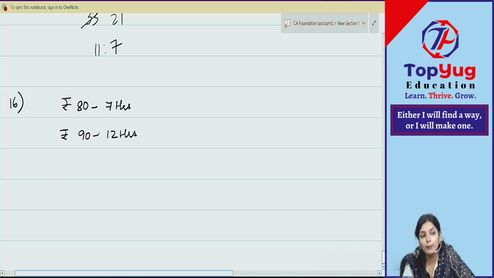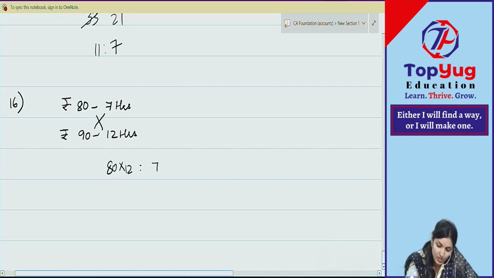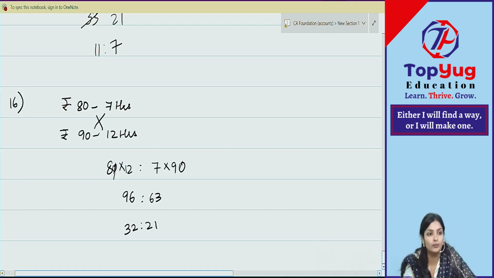Guys, what is the first thumb rule of a ratio? It has to be of the same kind. Is it of the same kind? Earning 80 for 7, earning 90 for 12. Have a look here. Cross multiply. 80 into 12 is to 7 into 90. 0, 0 cancel. 12 eights are 96, 7 nines are 63. 3 के टेबल में cancel it. 32:21.